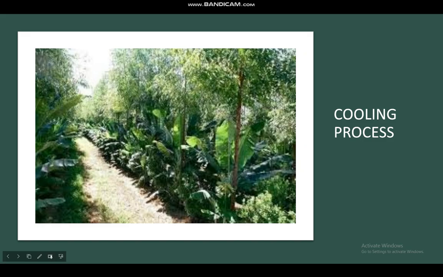Next, water gives a cooling effect with the help of transpiration. Transpiration is a process in which the plant loses its excess water by evaporation. Only a small proportion of the water taken in by the plant roots is used for growth and chemical reactions. Most of the water is lost by the process called transpiration.